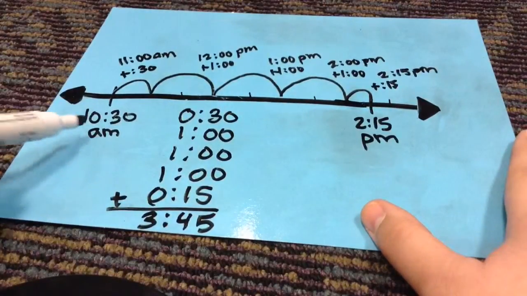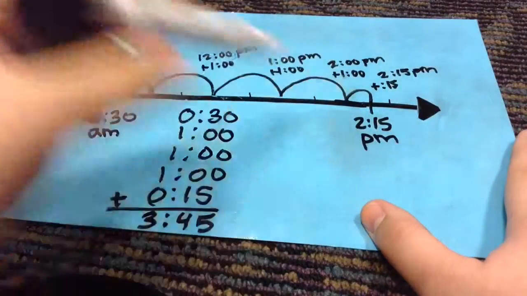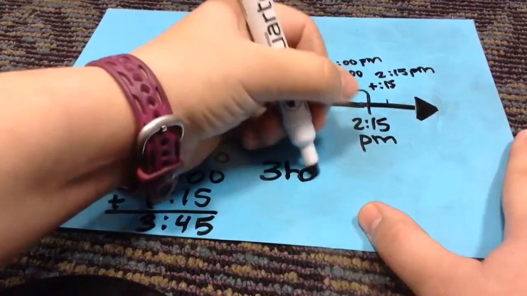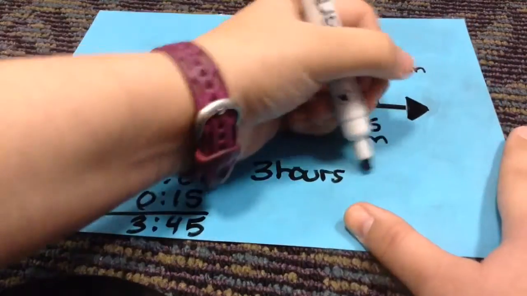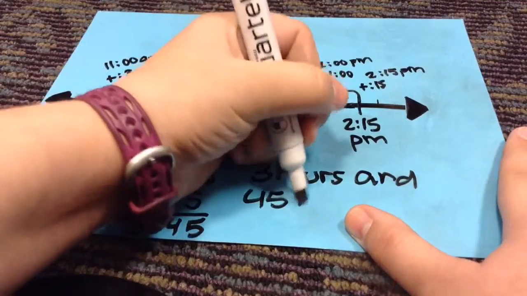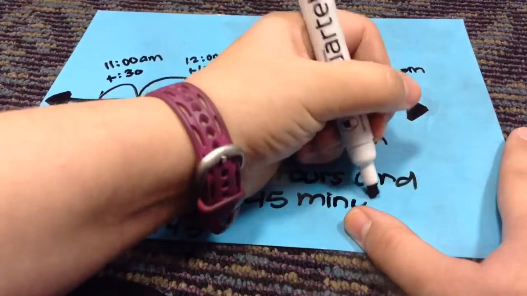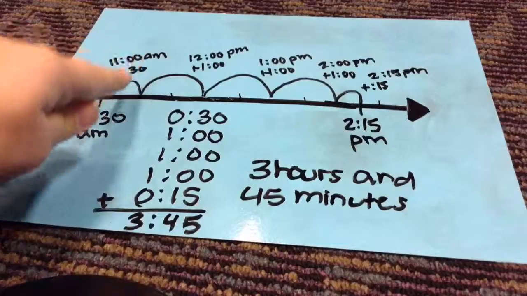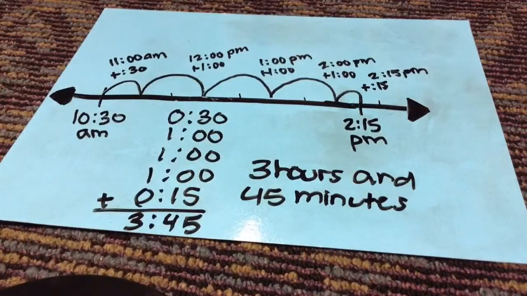So from 10:30 to 2:15, it took us 3 hours and 45 minutes. So you can use this timeline, this number line, or more commonly known as the linear model, to help you with those little jumps so it's more comfortable. Alright, there we go.